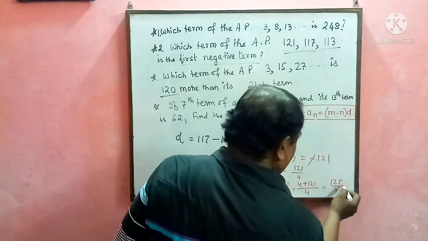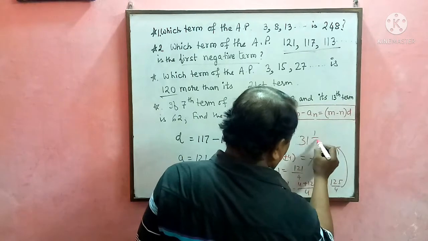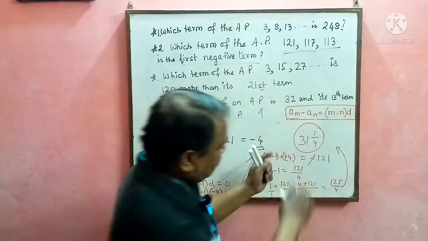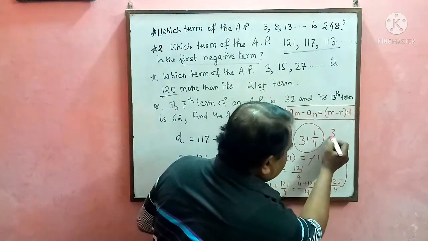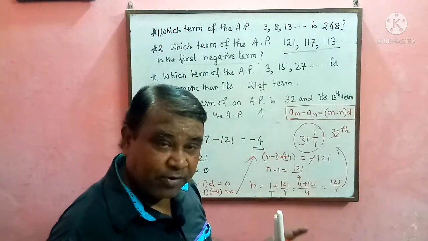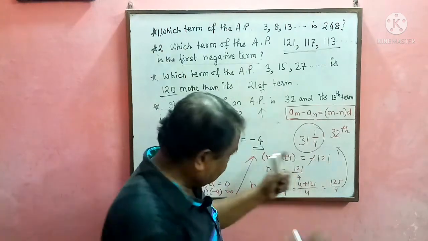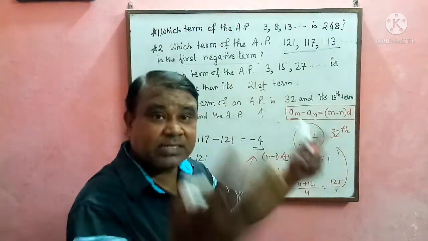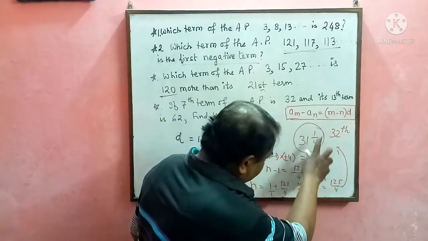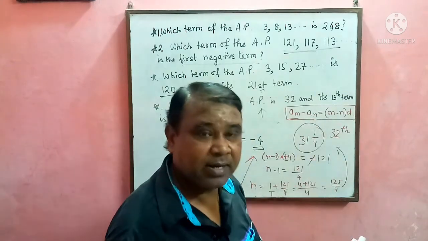Now you convert it into a mixed fraction: 4 into 31, whole 31 and 1 upon 4. If you get a result like a fraction, then you make it a whole number, that means the 32nd term is the first negative term. If you have an answer like 31, then also it is the next term, because that term will be 0. So definitely the next term will be the first negative term, so the 32nd term. So whether it is a mixed fraction or a whole number, the very next number will be the result.